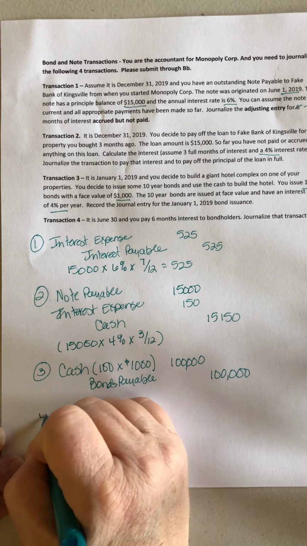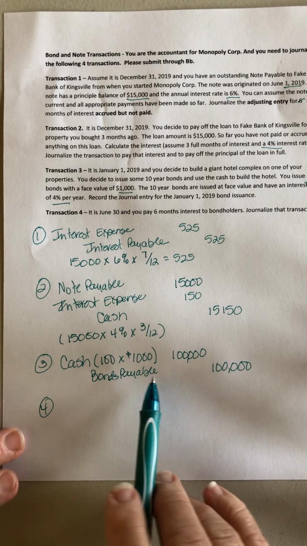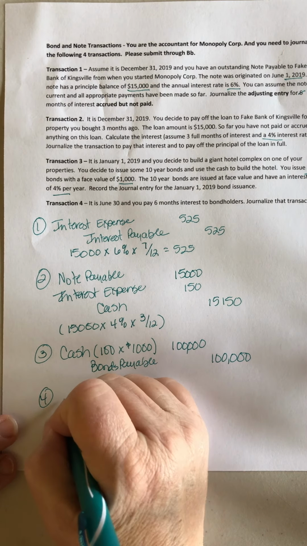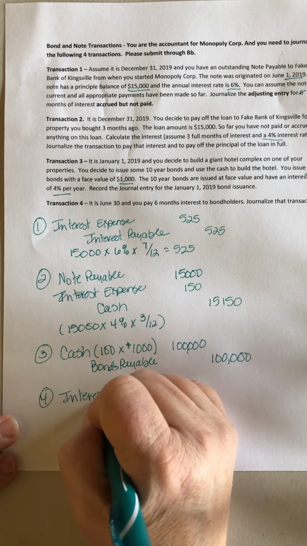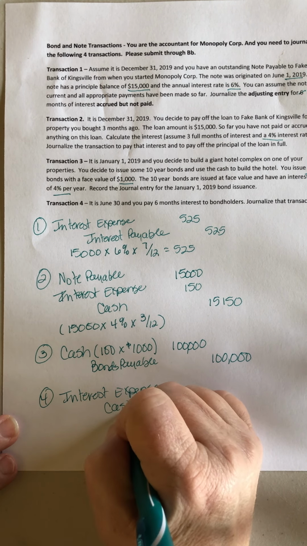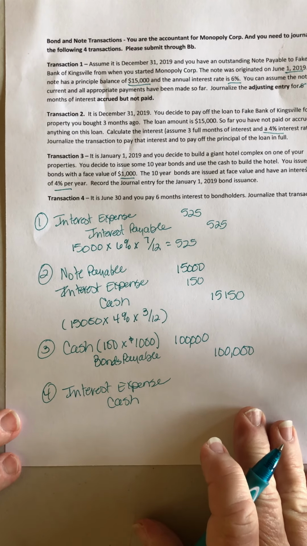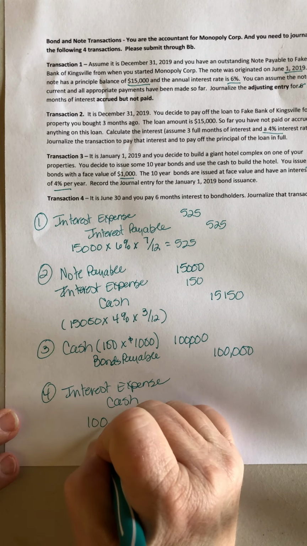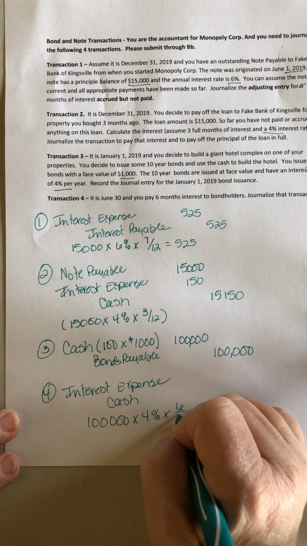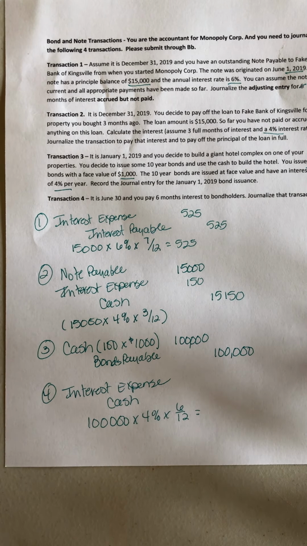All right, and then the 4th transaction is the first 6 months of interest on these bonds. So when you're making the first 6-month interest payment, it's going to be interest expense, and cash is going to go out the door. And it's the bond amount times the interest rate times 6 over 12 months. So $2,000.